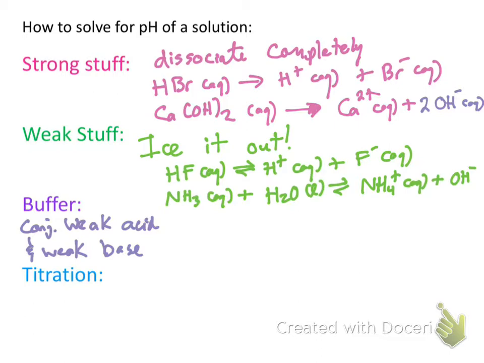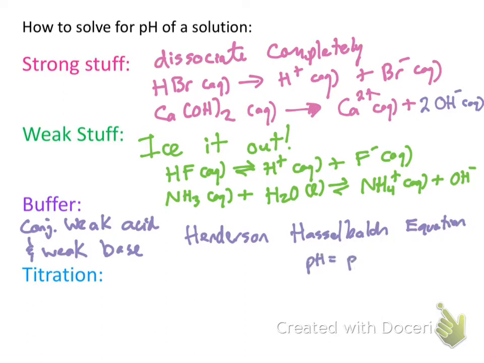Okay. And for buffers, we technically could do an ICE table, but we have a better method. That is the Henderson-Hasselbalch equation. Which is pH is equal to pKa, the negative log of the Ka of the acid component, plus the log of base over acid.